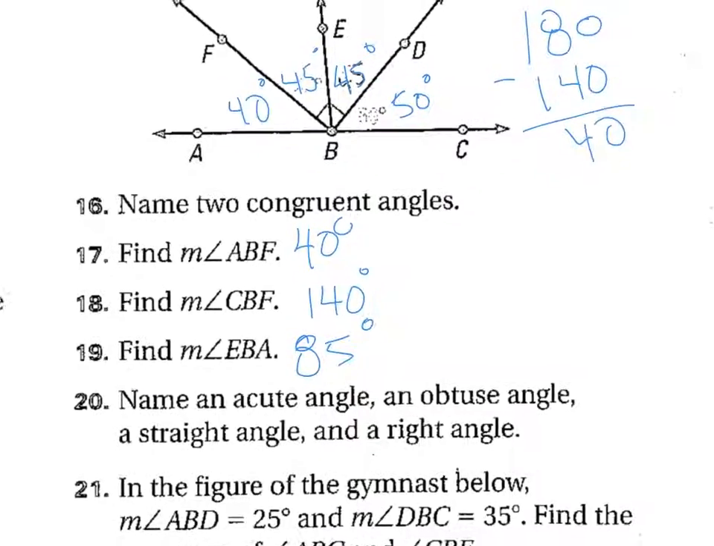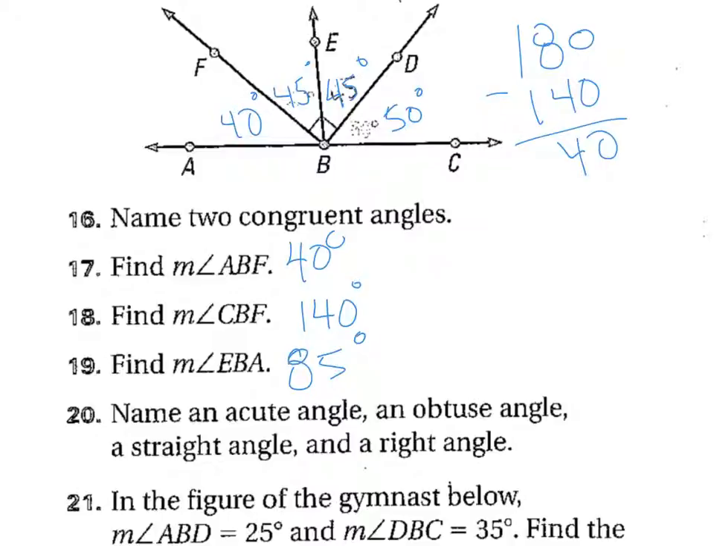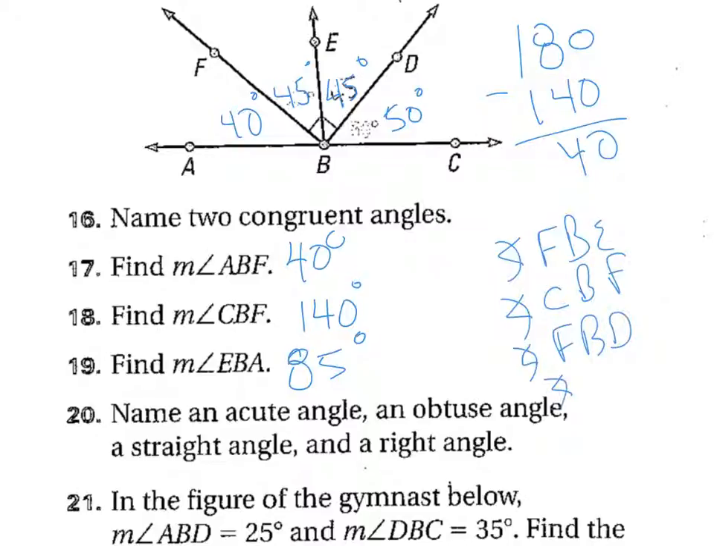And number 20 says name an acute angle, an obtuse angle, a straight angle, and a right angle. Well, remember, acute's going to be anything small. So if you're going to name it, the acute would be, just for example, angle FBE. The obtuse angle would be CBF. And again, you could do different ones. These are just examples. The right angle would be angle FBD, and the straight one, it's a straight line, ABC.